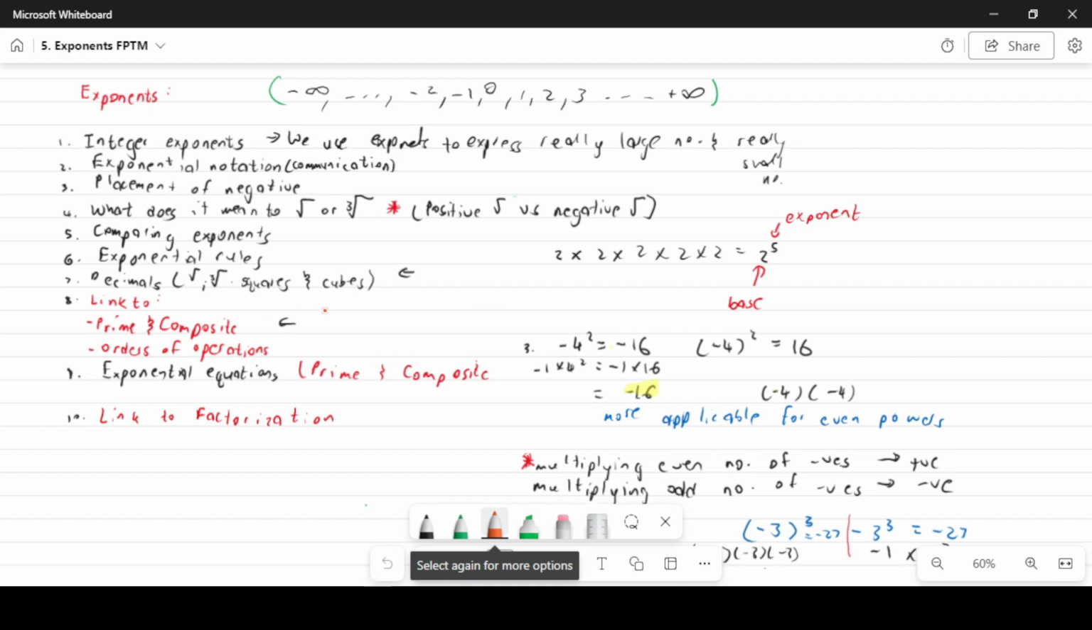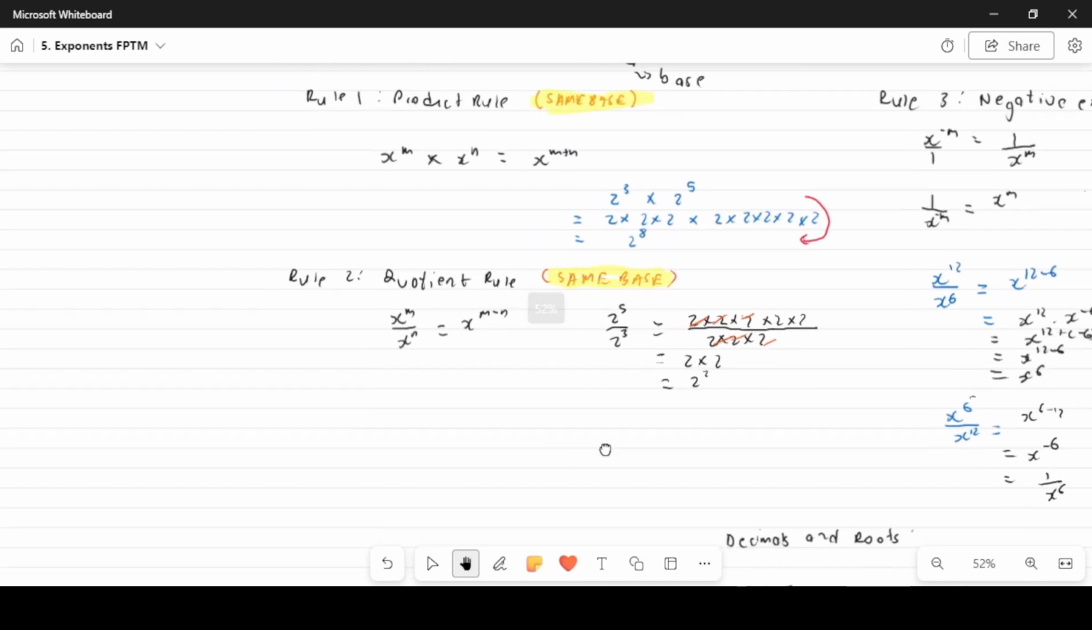Okay, so now we have enough information so that we can link all of this back up to prime and composite numbers and order of operations. Exactly how does this section fit in those specific topics? So let's work with this idea.